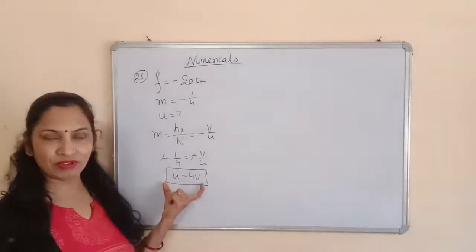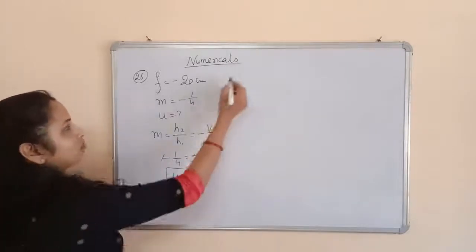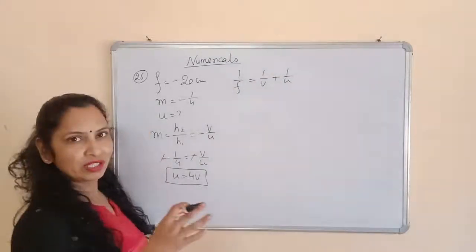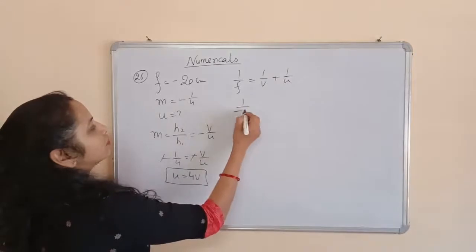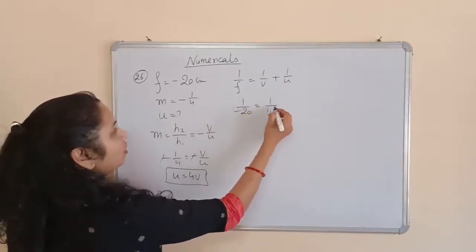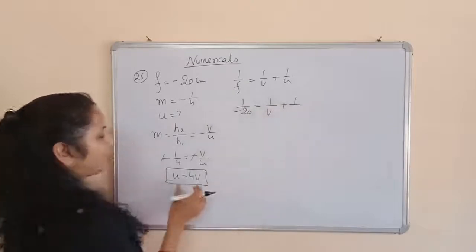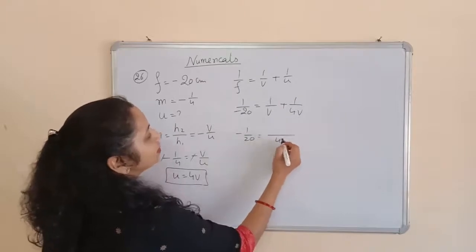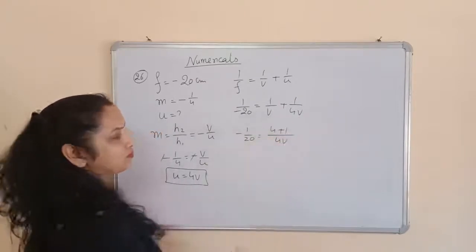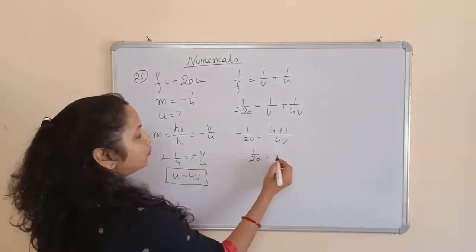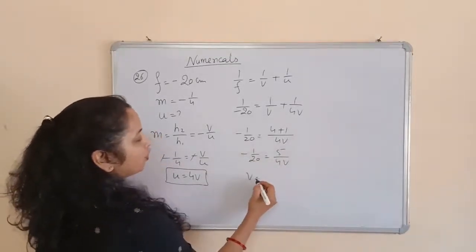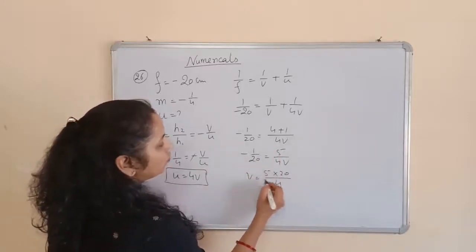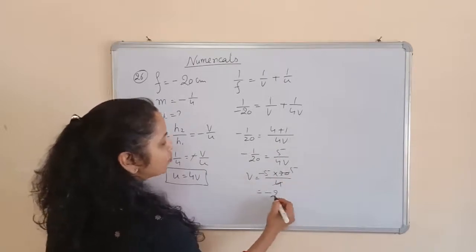Now we know the mirror formula, 1 upon f is equal to 1 upon v plus 1 upon u. By applying this formula we can easily find the value of u. f is minus 20, so minus 1 upon 20 is equal to 1 upon v plus 1 upon u. Now put the value of u here, that is 4v. Taking the LCM on this side, it will be 4 plus 1. So minus 1 upon 20 is equal to 5 upon 4v. By cross multiplication, v is equal to 5 into 20 upon 4, which is minus 25 centimeter.